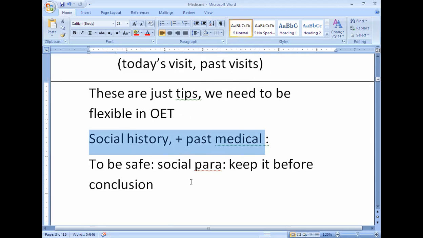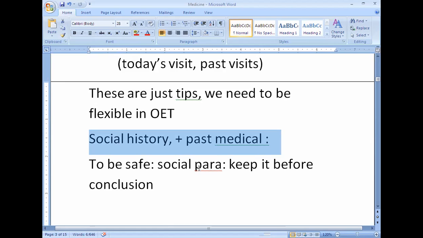Social history and past medical history: can anybody tell me where we should write them? Second paragraph. Maybe the first paragraph after the purpose also. After the purpose, second paragraph. Yes. No, first paragraph. After the purpose, first paragraph. Any other opinion?